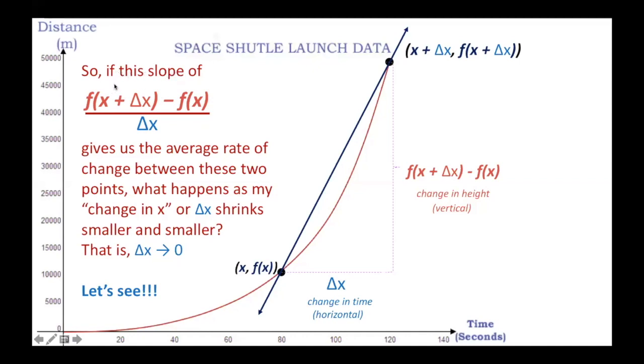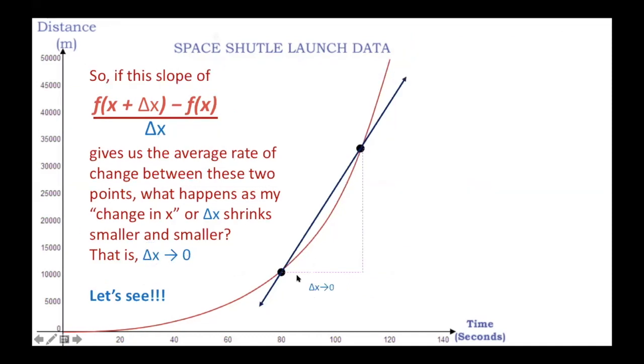So if this slope can be given by this expression, and it gives us the slope of the secant line, which is the average rate of change between the 2 points, what happens if we take the change in x, called delta x, and we shrink it smaller and smaller? That is, we make delta x approach 0. Making delta x approach 0 means there's really no distance between these 2 points, as you'll see. So let's take a look at what happens when we shrink delta x down to 0.